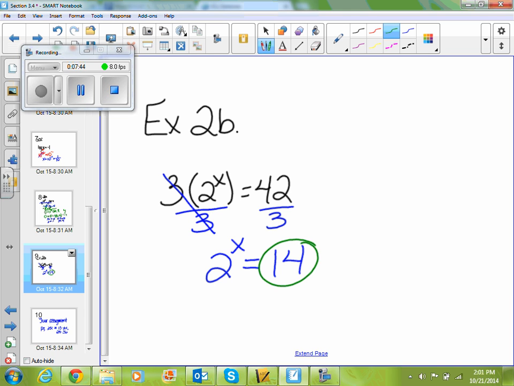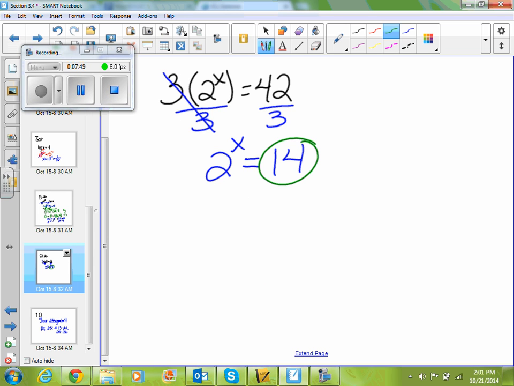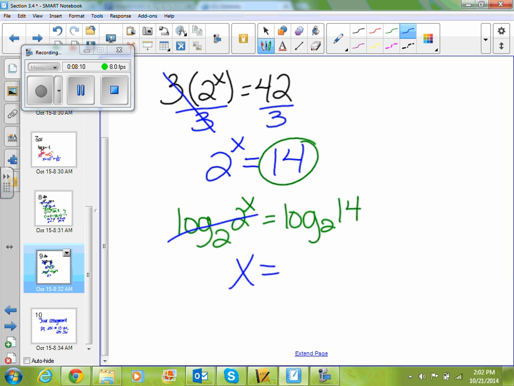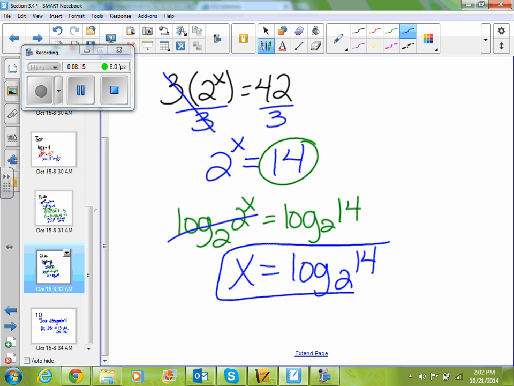Okay, it's impossible for me to change this to a base 2, because 2 to some power isn't going to give you 14. So then we're going to take logs of each side to get rid of it. So what is going to be my base for my logs? 2, perfect. So log base 2 of 2 to the x and log base 2 of 14. So then those cancel. So we get x equals log base 2 of 14. You can just leave it like that, or you can plug it into your calculator and round to 3 decimal places.